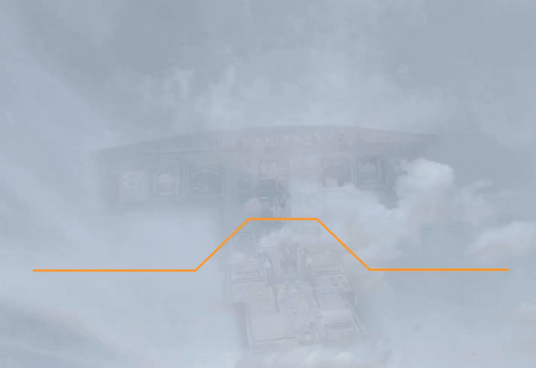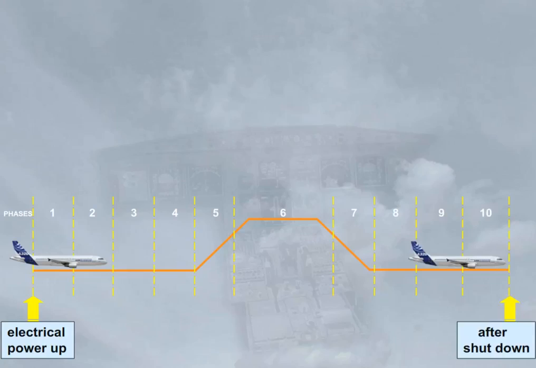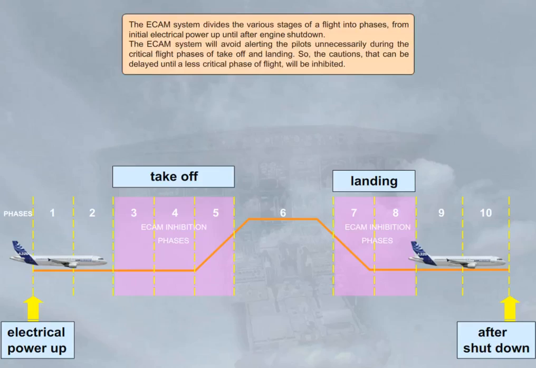The Ecam system divides the various stages of a flight into phases, from initial electrical power-up until after engine shutdown. The Ecam system will avoid alerting the pilots unnecessarily during the critical flight phases of takeoff and landing. So, the cautions that can be delayed until a less critical phase of flight will be inhibited.